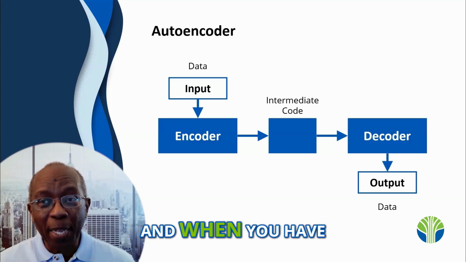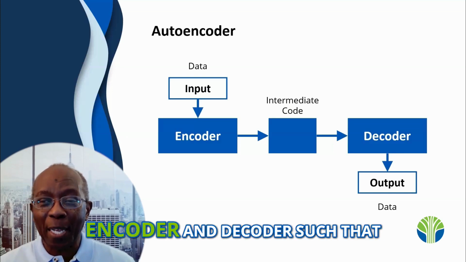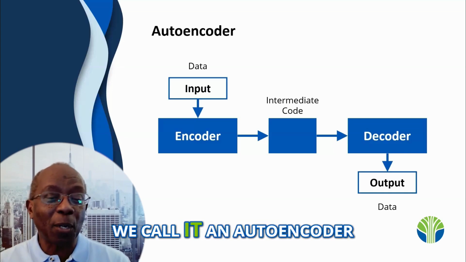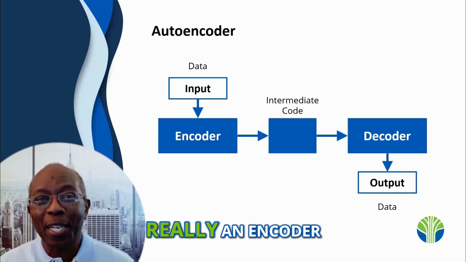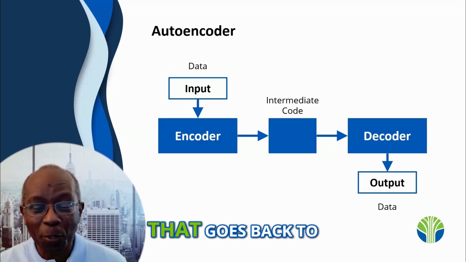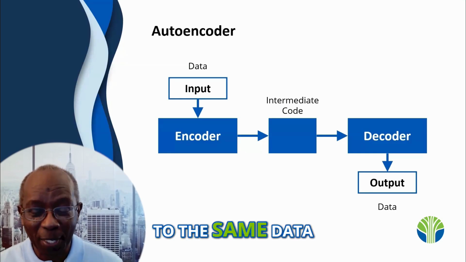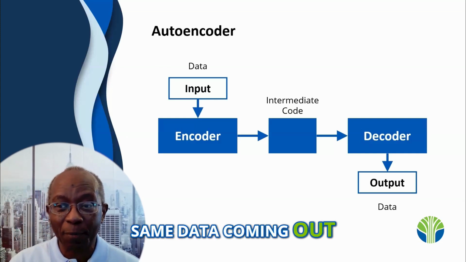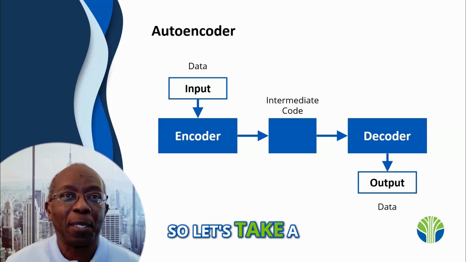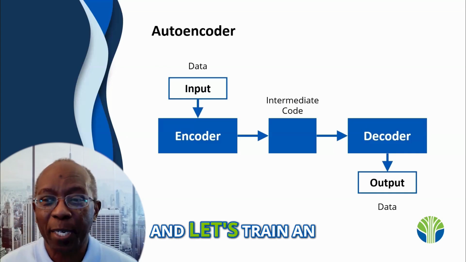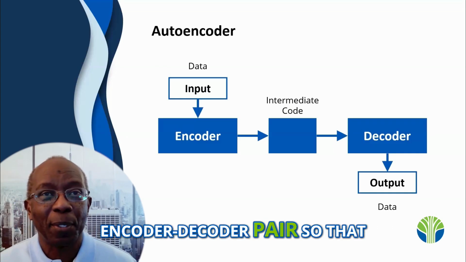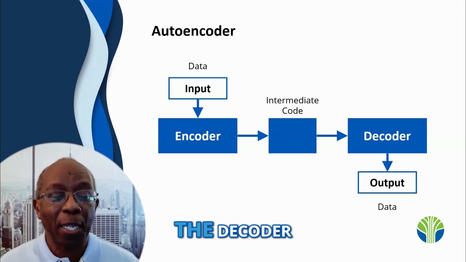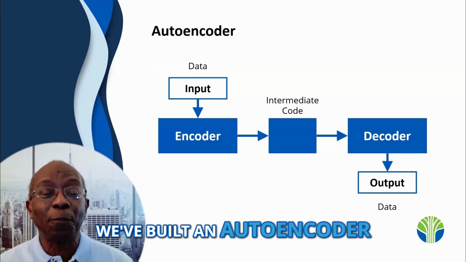Now let's do it to data. And when you have that coupling of an encoder and decoder such that the total work is to give you back what you put in, we call it an autoencoder. So an autoencoder is really an encoder hooked to a decoder that goes back to the same language, or in our case, to the same data. So if we do that and our data is coming into the encoder, we should have the same data coming out of the decoder. All right, so let's take a lot of normal data and let's train an encoder-decoder pair so that the data that goes into the encoder is the same as the data that comes out of the decoder. Essentially, we've built an autoencoder for our normal data.